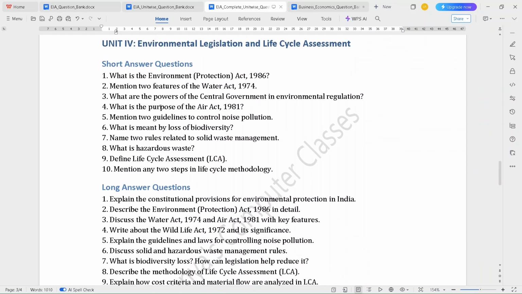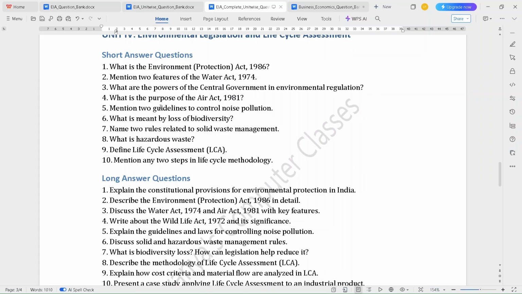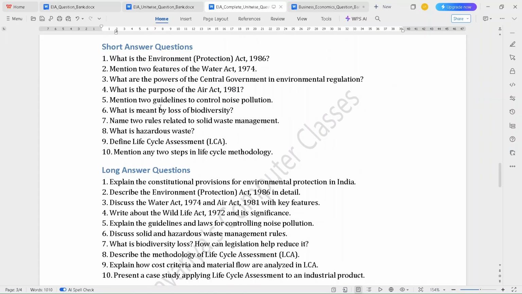Unit 4 short answer questions are: what is the Environment Protection Act 1986? Mention two features of the Water Act 1974. What are the powers of the central government in environmental regulation? What is the purpose of the Air Act 1981? Mention two guidelines to control noise pollution.